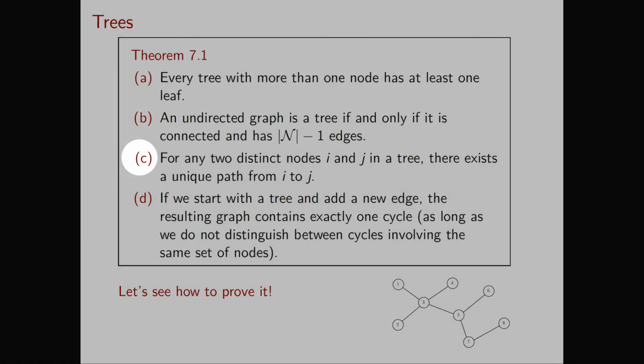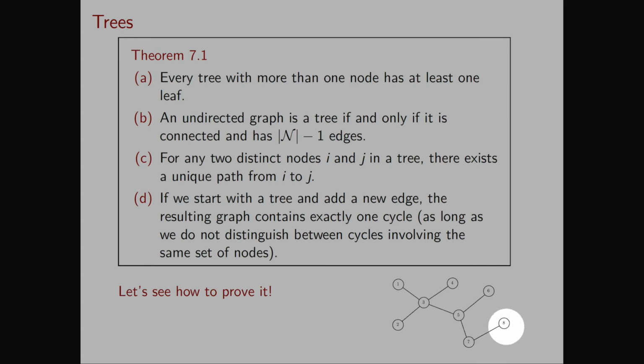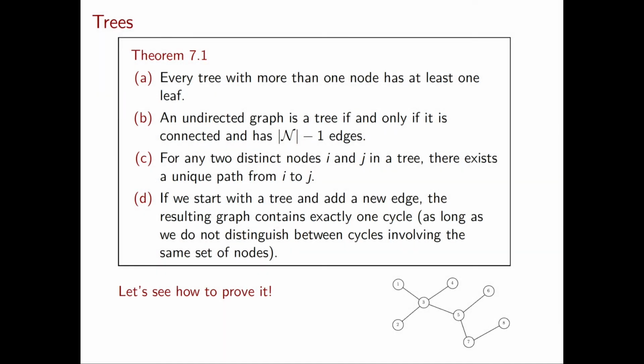Point C of the theorem says that for any two distinct nodes i and j in a tree, there exists a unique path from i to j. Since a tree is connected, we already know that there exists at least a path from i to j. Point C then says that there cannot be two different paths from i to j. If we look at our example, we can easily convince ourselves that this is the case. We already saw earlier a path from node 4 to node 8, which was 4, 3, 5, 7, and 8, and you can easily check that this is the only path from 4 to 8. And similarly, you can check that C holds for every pair of nodes in our example.